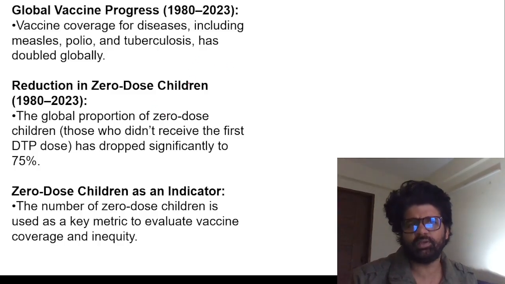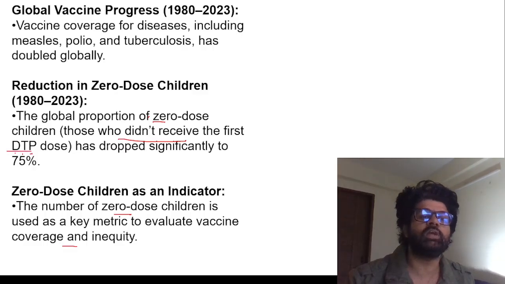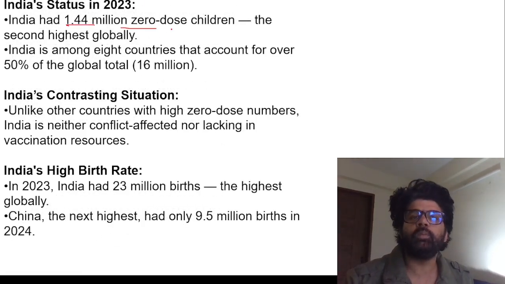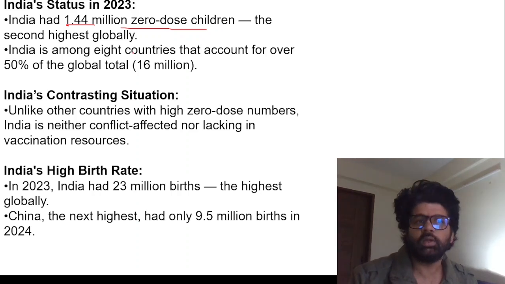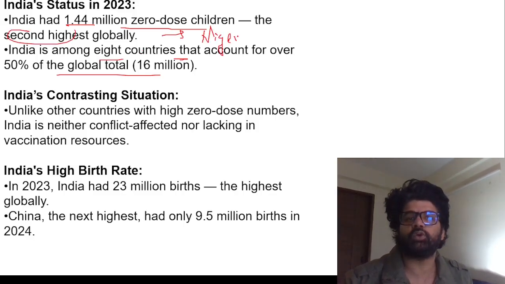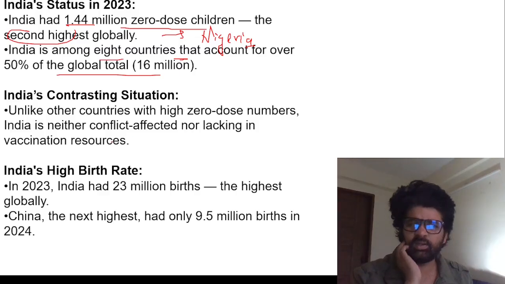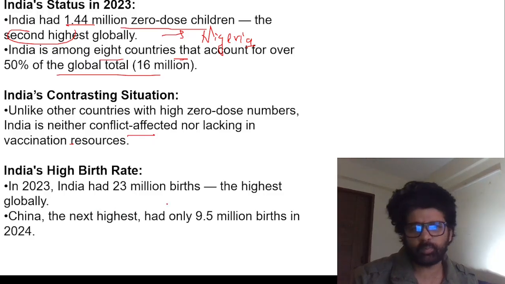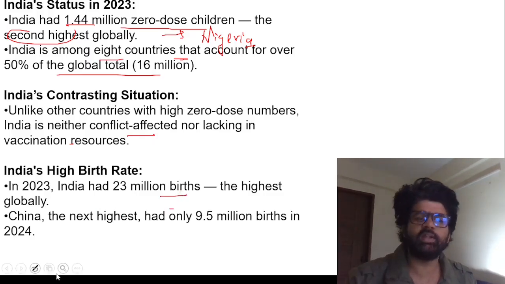So vaccine coverage has increased, but zero dose children is an indicator to evaluate vaccine coverage inequity. And remember, zero dose, those who did not receive the first DTP, diphtheria, tetanus, pertussis, or whooping cough. They can change it. They can give you some other disease names. So keep it in mind. India has 1.44 million zero dose children. 1 million is 10 lakhs. So you do the calculation. Among 8 countries that account for over 50% of the global total, second highest globally. The first is Nigeria. But we can see Nigeria is conflict affected, Boko Haram and all. India is neither conflict affected nor lacking in vaccination resources. So which should not happen, right? But yes, we have a large population, we have a large number of births. So in that regard, it becomes a challenge.